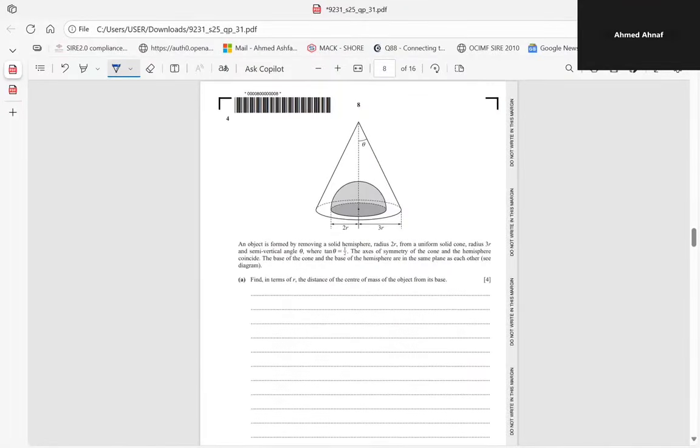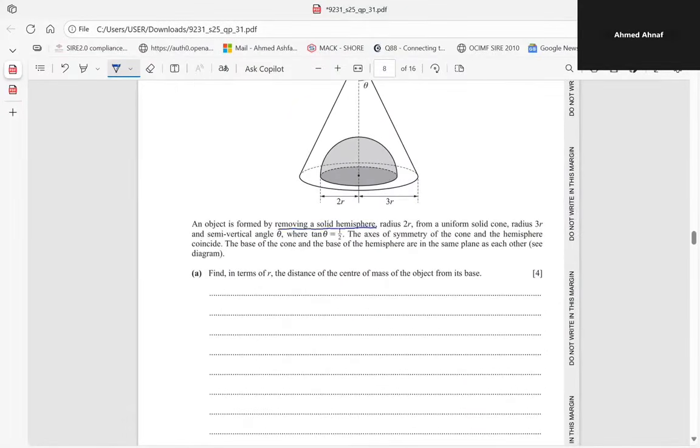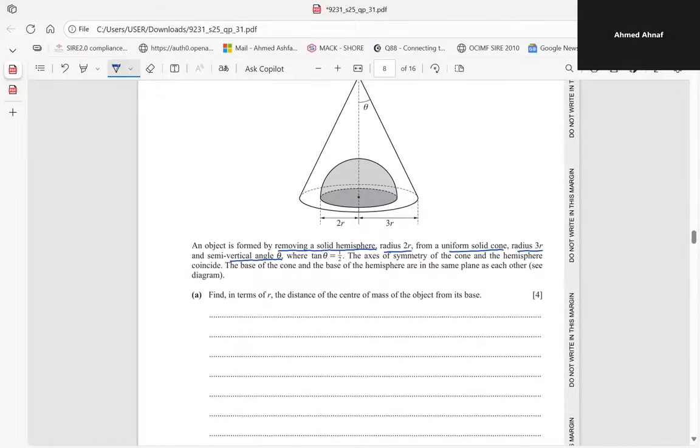For this question, we're told that an object is formed by removing a solid hemisphere of radius 2r from a uniform solid cone of radius 3r and semi-vertical angle theta, where tangent theta is half. The axes of symmetry of the cone and hemisphere coincide. The bases are in the same plane as each other. All this is shown in the diagram above.